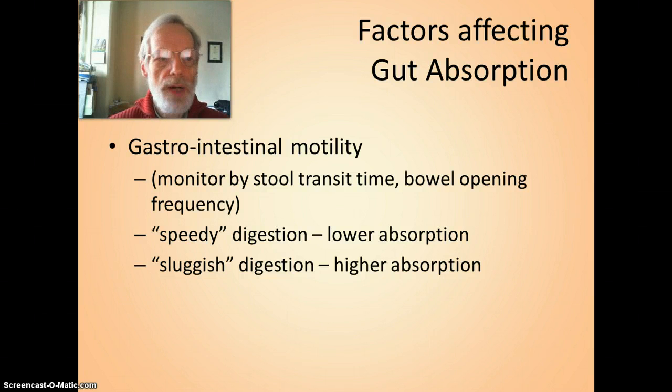This can be monitored by stool transit time or to some extent the bowel opening frequency. If we say somebody has a speedy digestion, then they will have a lower absorption rate for therapeutic remedies. And likewise, if somebody has a sluggish digestion, if they have a tendency towards constipation, they will have a higher absorption of the constituents of the remedies because they've had longer to sit in the gut and be absorbed.